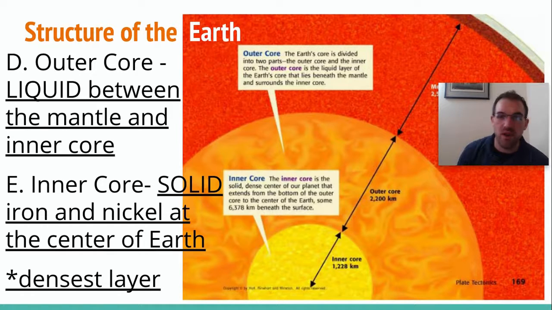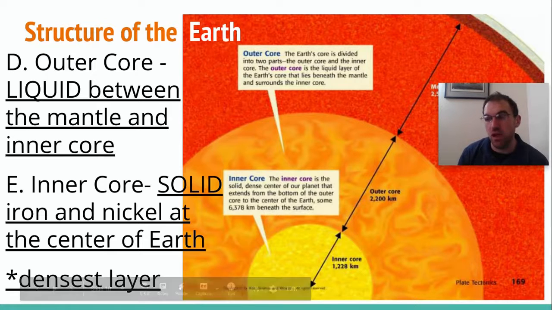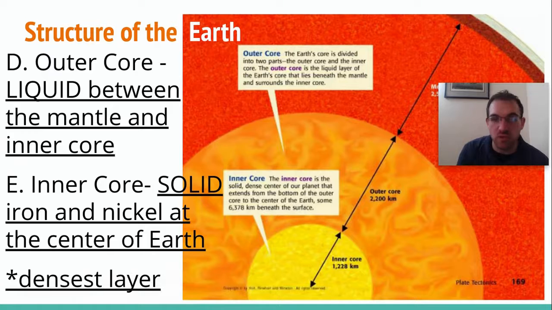And possibly that when it stops churning, stops moving, our magnetic field will stop generating as well. And that does protect us from our sun and the solar flares that come from our sun. So right now, everything is working kind of the way it should, and that's good. We'll come back to that magnetic field later on in the unit.